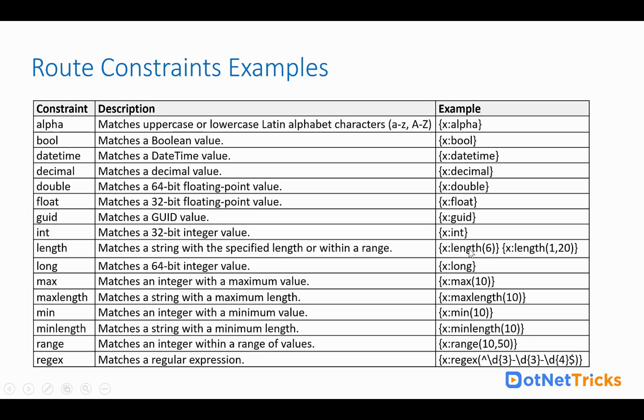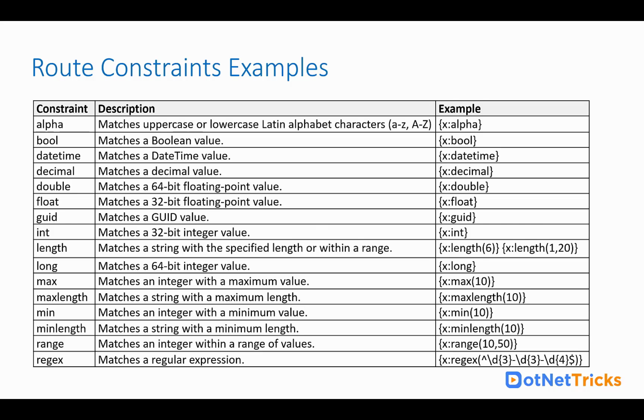So here we can expect a parameter which can have a maximum length of 6, or a length in a range, let's say 1,20. Then we have long, max length, then min value, min length, range, and the regular expression parameter. So you can use one of these constraints when defining the route pattern in your ASP.NET Web API.